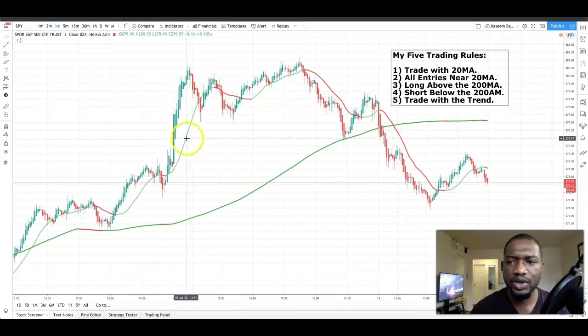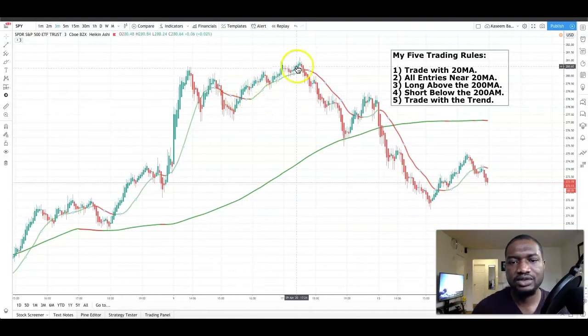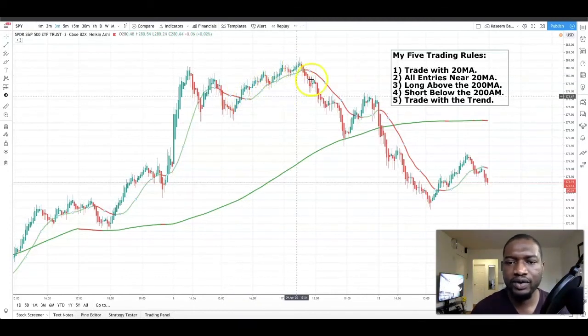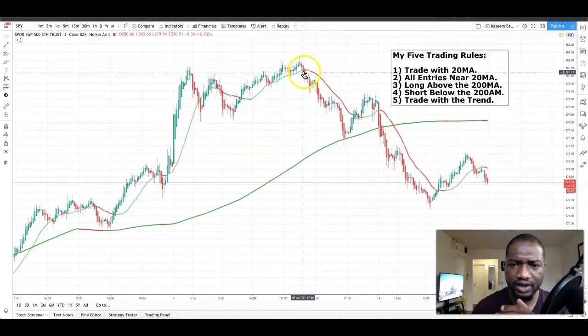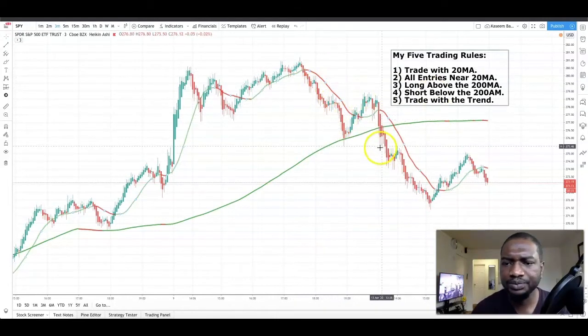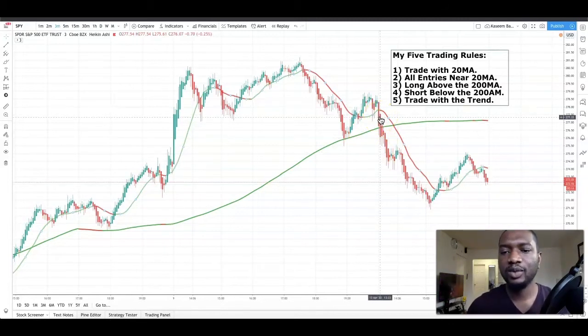So the 20 MA. So this is the 20 MA right here. As you can see, it makes sense when you're using it as a guide to guide you. So if you were to take a long position here, you see it actually went in your favor. And if you were to take a short position here because it's below the 20, it actually went in your favor as well. So the first one is trade with 20 MA, and the second one is all entry near 20 MA.